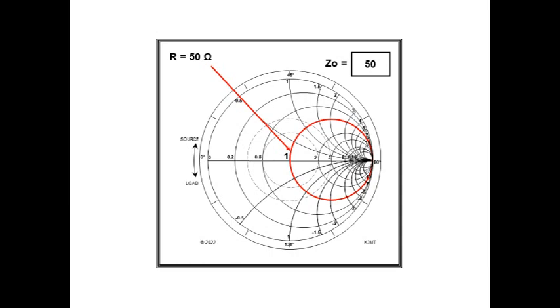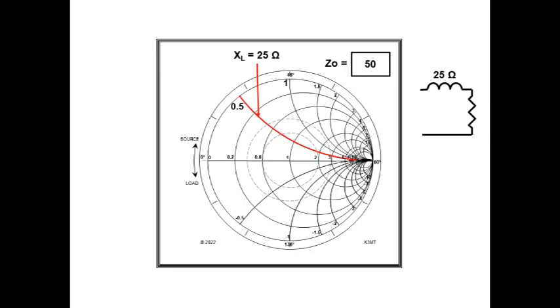An impedance, of course, is a resistance in series with a reactance. An inductive reactance of 25 ohms plots on the upper 0.5 arc, since it is half of Z0. And one with 50 ohms of inductive reactance plots on the upper 1 arc. Similarly, any inductive reactance from 0 to infinity can be plotted on an upper arc.